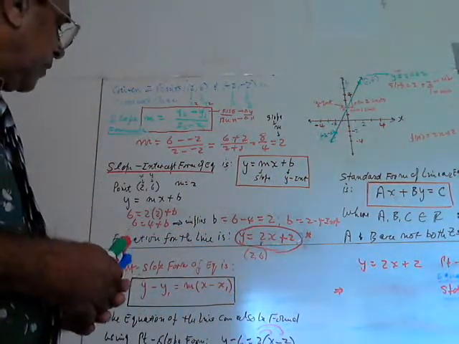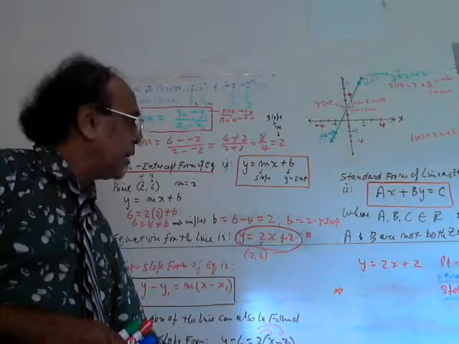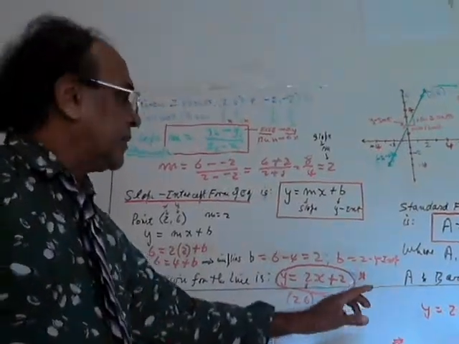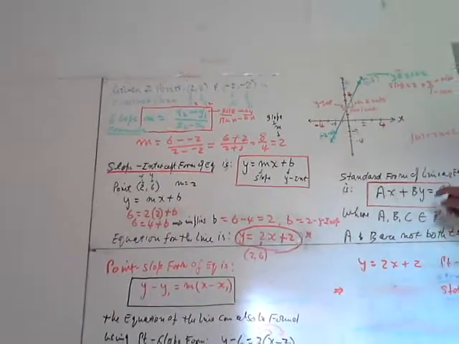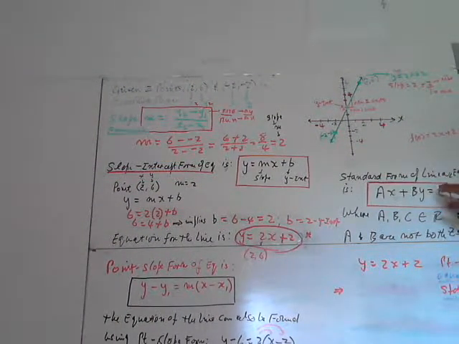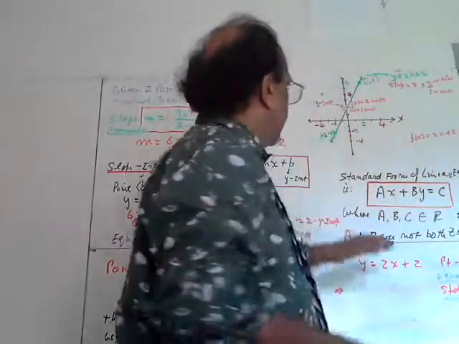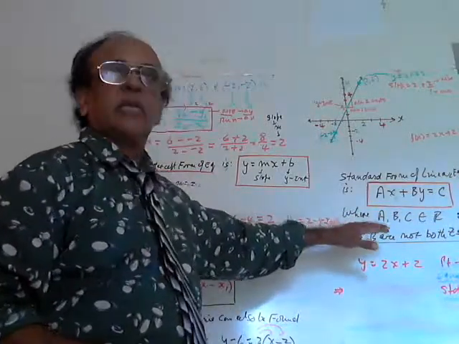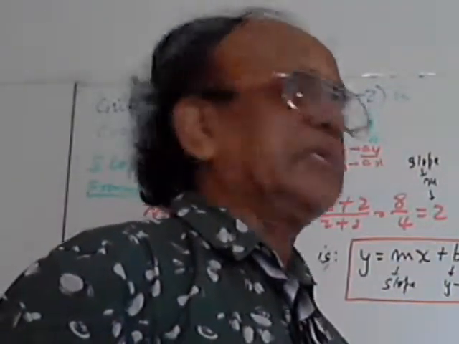All right. So now that we have, class, our equation here, y equal to 2x plus 2, we will take that equation and write it in standard form. The formula for the standard form of the linear equation, class, is going to be this here: ax plus by equal to c, where a, b, and c are in the set of real numbers, and a and b are not both 0. So this is what the linear equation in standard form is going to be like.